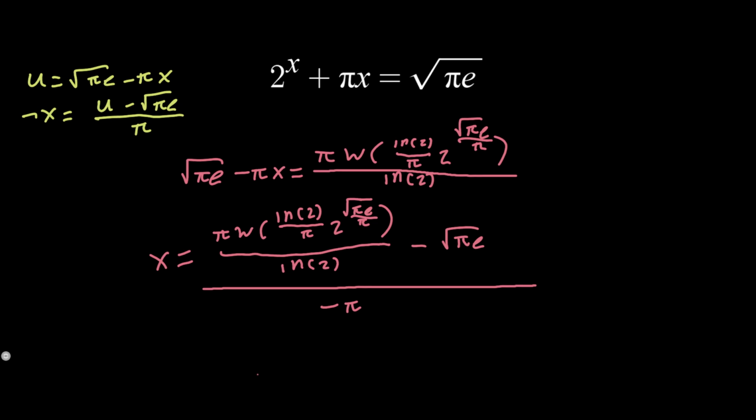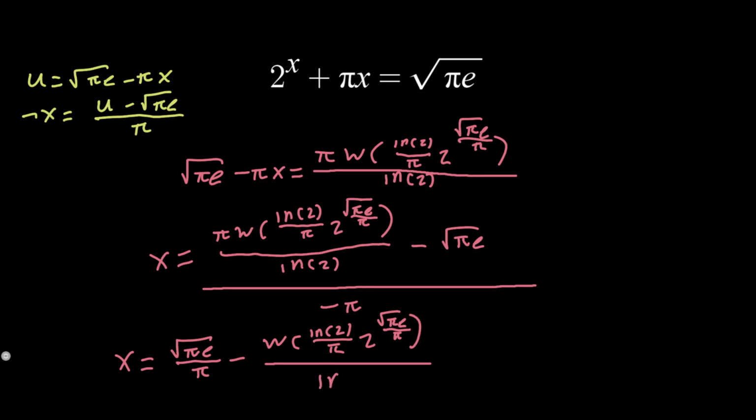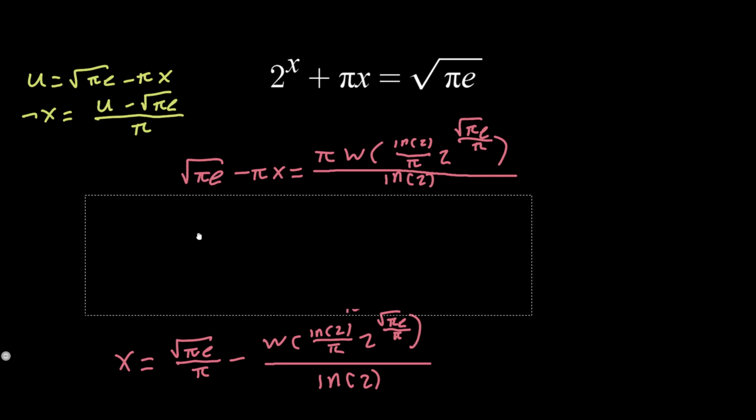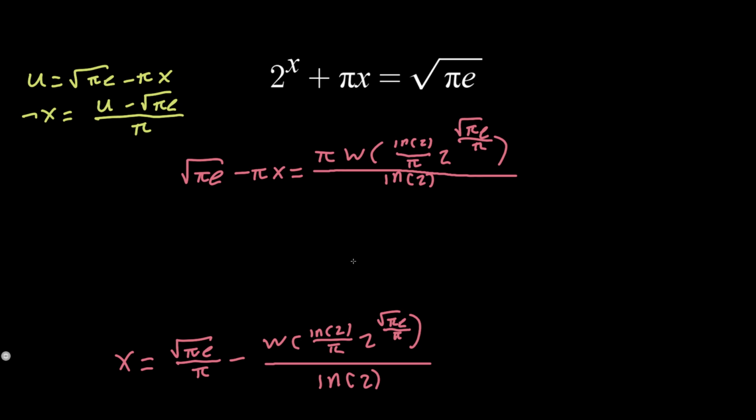And simplifying, the pi's are going to cancel out on the W function, so we will have x is equal to the square root of pi times e over pi minus W of ln of 2 over pi times 2 to the square root of pi times e over pi, all over ln of 2. And that is pretty much our answer.